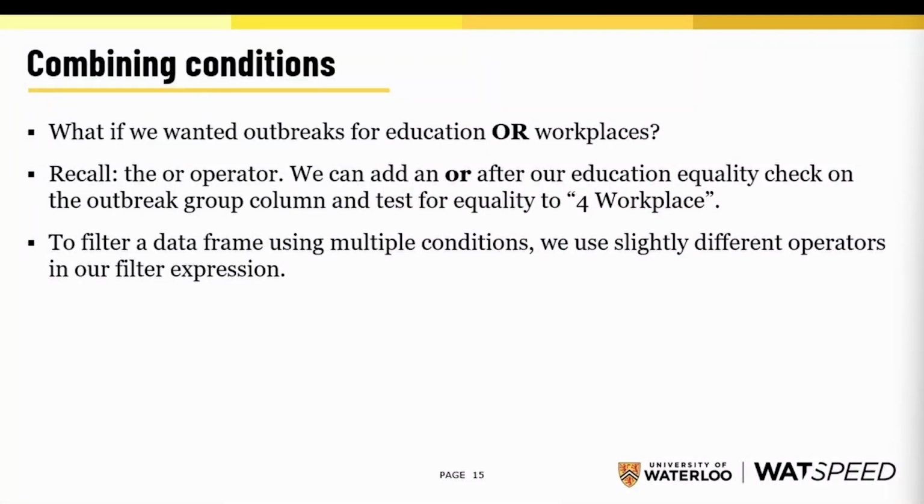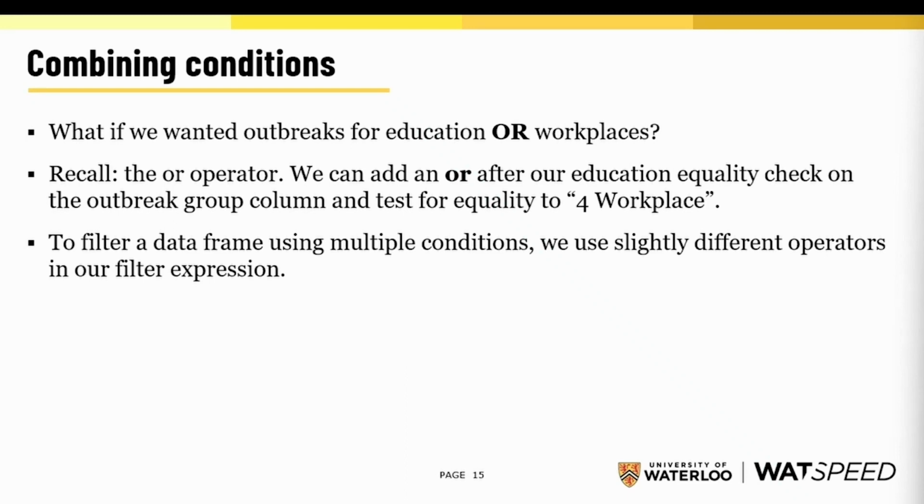Let's look at combining filter conditions. In the last unit, we took a look at how to filter via equality operators. For example, filtering where the outbreak group is education or workplace. But it would be useful, say, to answer the question, give me a list of all outbreaks where the setting was either education or workplace, and I want those in the same file.